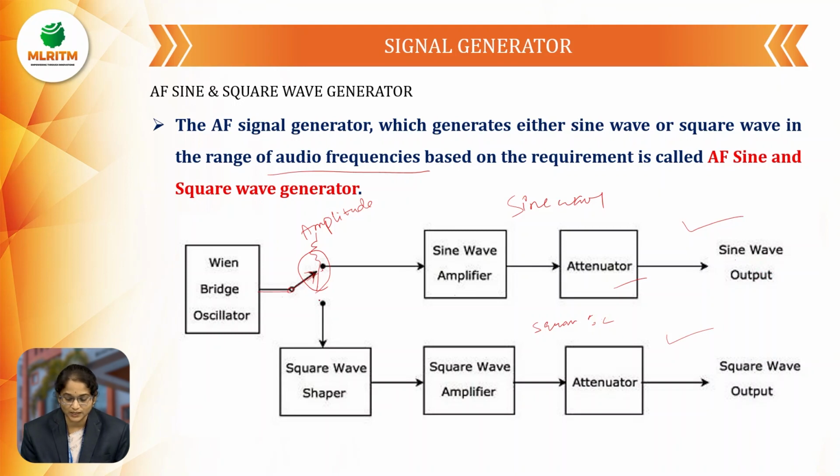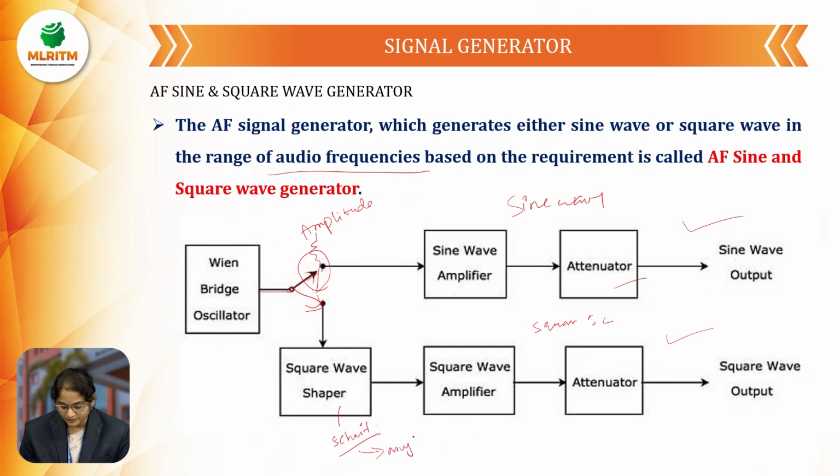Whenever we switch to the other position, the sine wave is given to the square wave shaper. Here we use the Schmitt trigger. Any type of signal is converted into a square wave. That is the function of this Schmitt trigger.